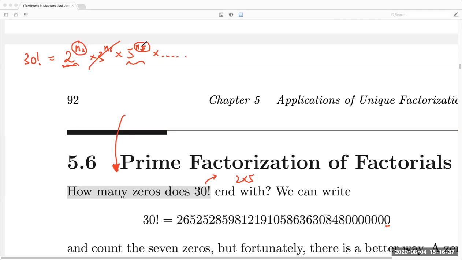Hello. Wait, could you repeat? So you know the answer for the number of zeros in 30 factorial in terms of n2 and n5. And what are n2 and n5? You express the 30 factorial in this form. Oh, okay, okay.